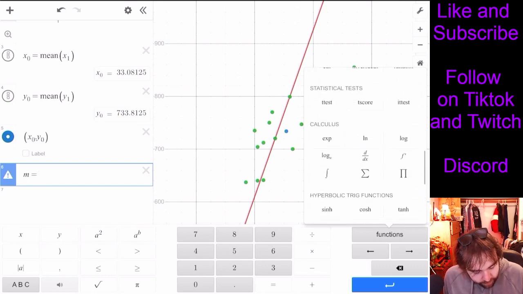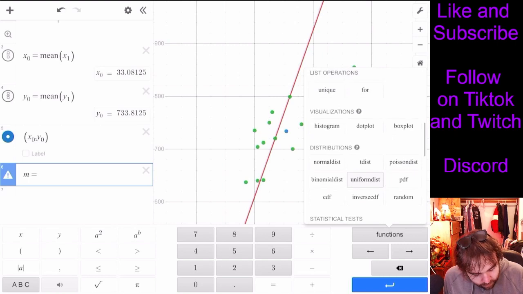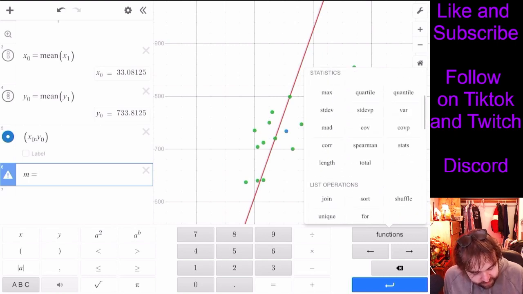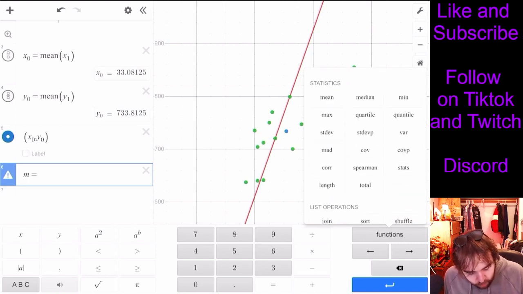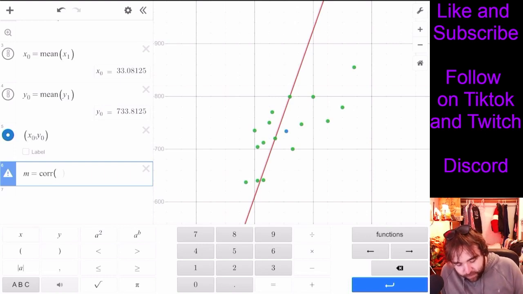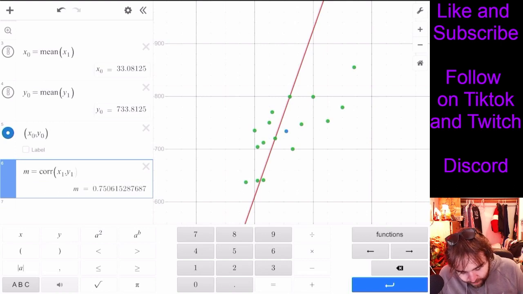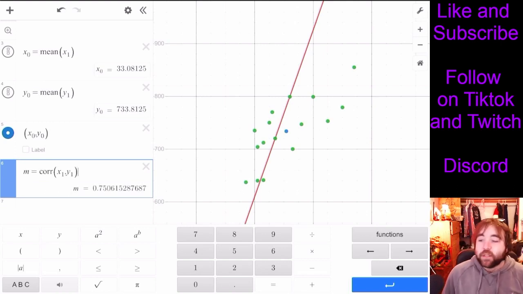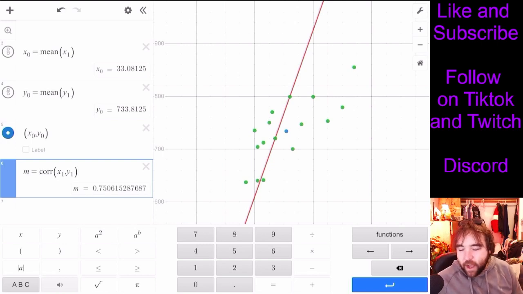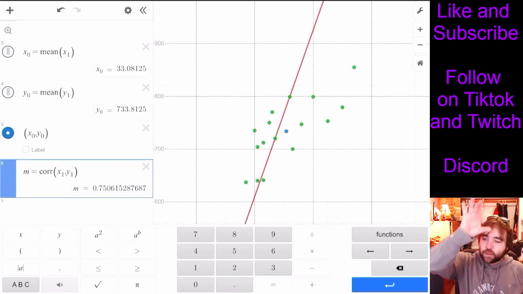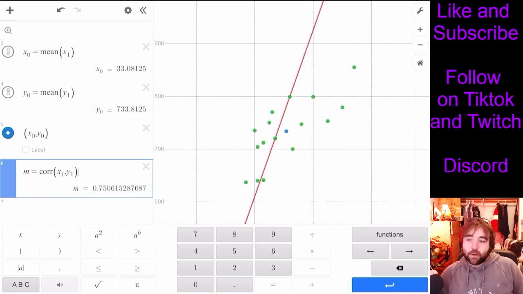Where do you find that? Under statistics, the same place as this. You go to correlation, which takes in two different values. We'll do the correlation between x1 and y1, and that's a number, 0.75. It's not the slope yet, but it tells you how correlated they are. The closer to 1, if they were 1, they'd be perfectly correlated. If it was 0, there'd be no correlation. Here, 0.75 is a pretty decent correlation.